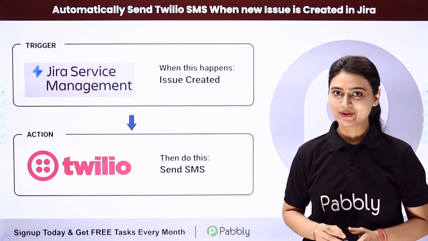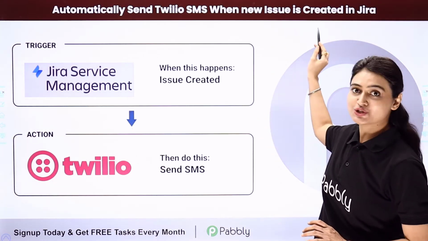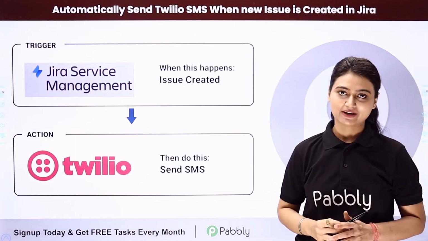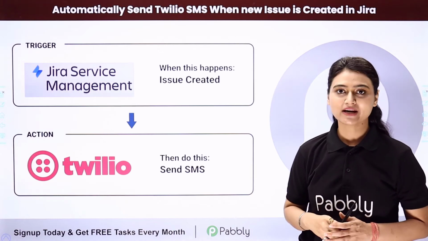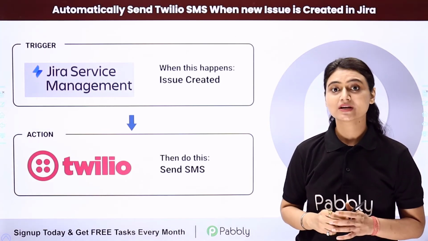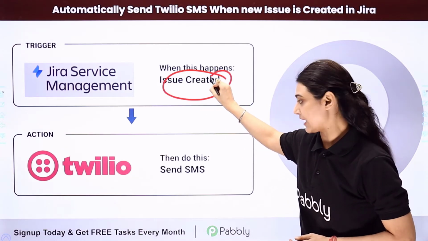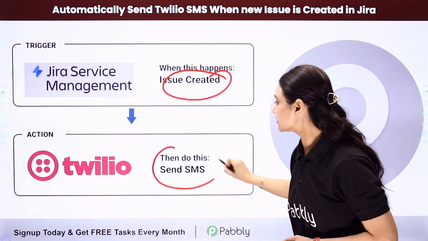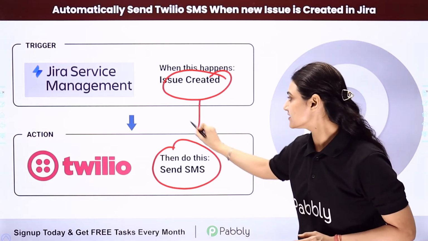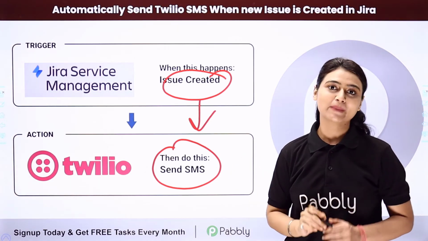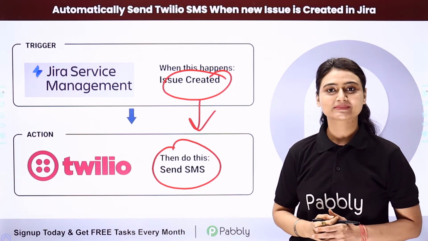In this video, we will learn how you can automatically send a Twilio SMS when a new issue is created in Jira Service Management. Now, let's say you run a business and you use Jira Service Management for work management purposes. You want every time an issue is created in Jira Service Management, a Twilio SMS to be sent to an assigned person. We will automate this entire process using Pabbly Connect. So, let us come to my screen and see how we do this.